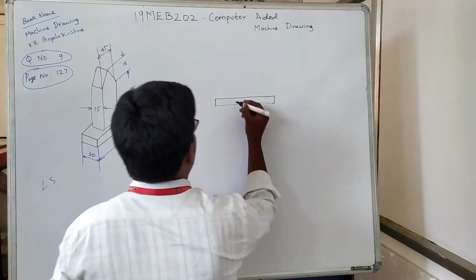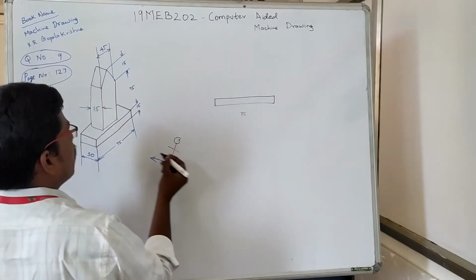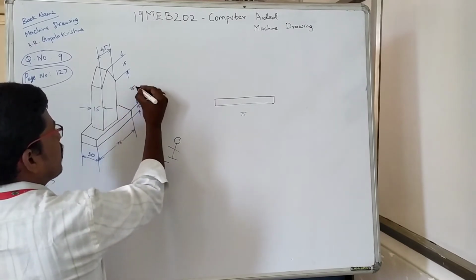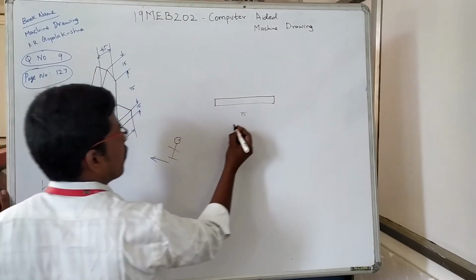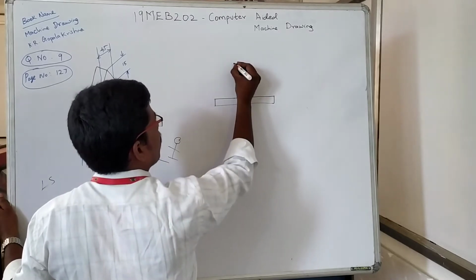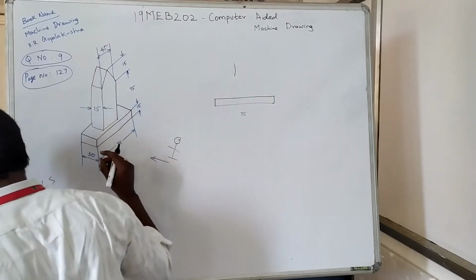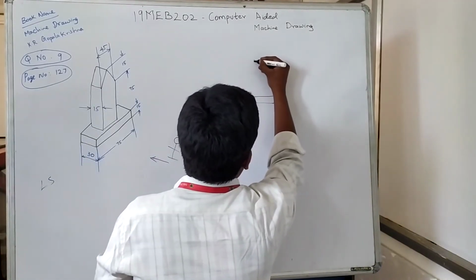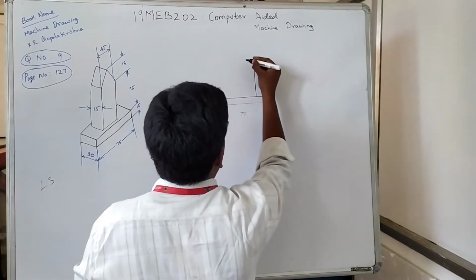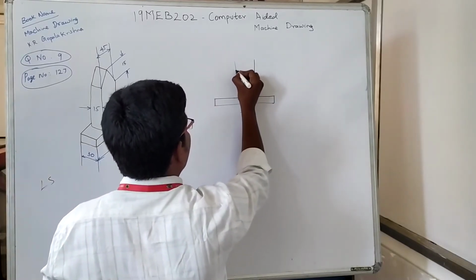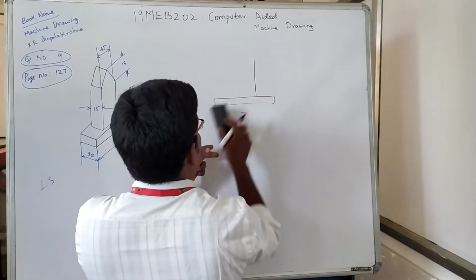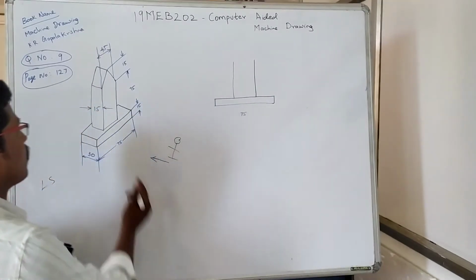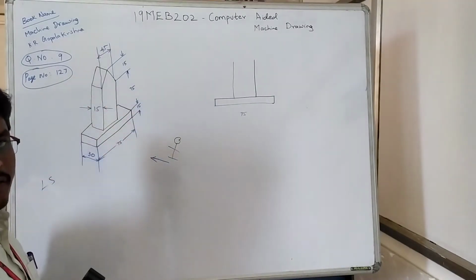So I have marked here, and I have to take this height. This height is given here, it is 75 millimeter. So from this point, I am drawing a straight line of 75 millimeter. Again, from here it is 75 millimeter. So two lines of 75 millimeter.